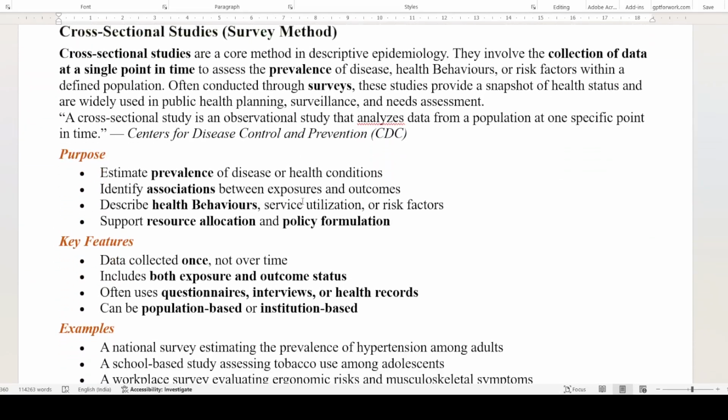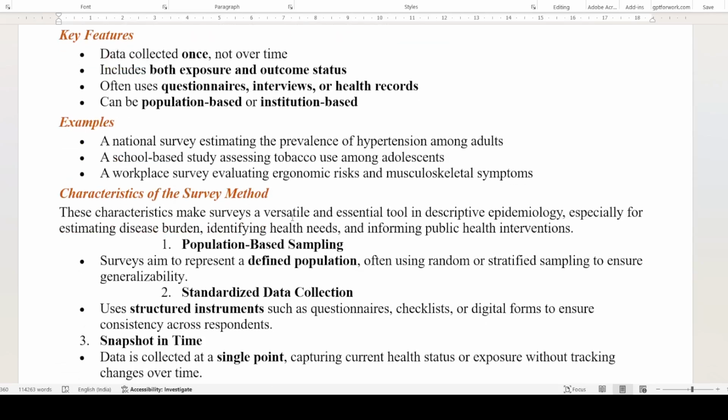Then we come to cross-sectional studies. A cross-sectional study is an observational study that analyzes data from a population at one specific point in time. One point in time means not over a period of time, only a particular month or a particular seasonal change, right? So the purpose is again to estimate the prevalence, identify the association between exposure and outcome, describe the health behavior of people, and support resource allocation and policy formulation.